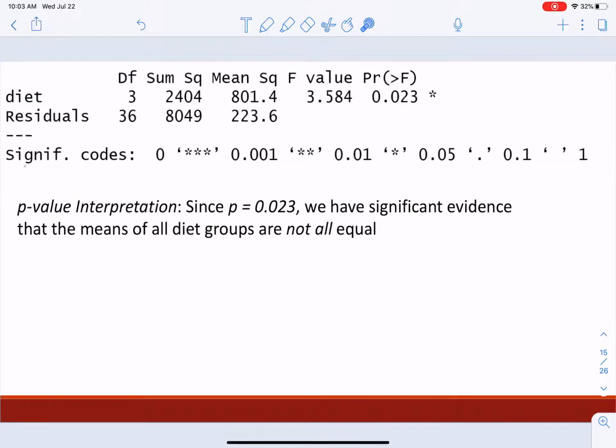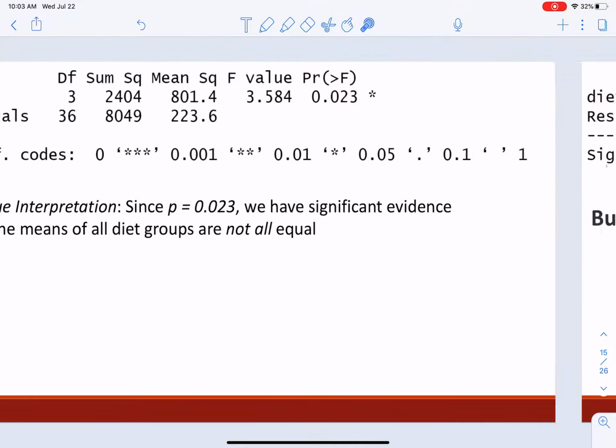So we have a significant p-value. If you needed to look at anything on here, if you only needed to look at one single thing, it's this, for this class at least. So this is our p-value, and it answers this question, or can be interpreted in this way.